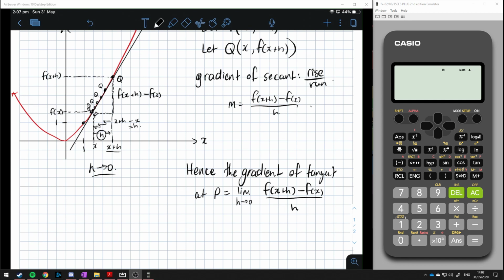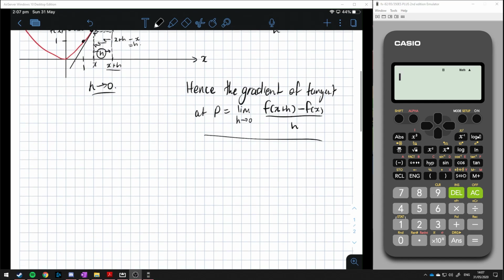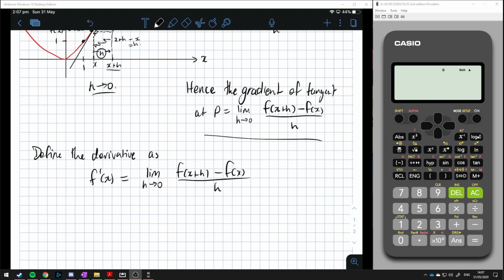So that's how we're going to find the derivative. Continuing on, the derivative as a limit. For each value of x, the derivative is defined as f dash of x is equal to the limit as h approaches 0 of f of x plus h minus f of x over h. So whatever your function is, you can use this formula to work out what the derivative is going to be.